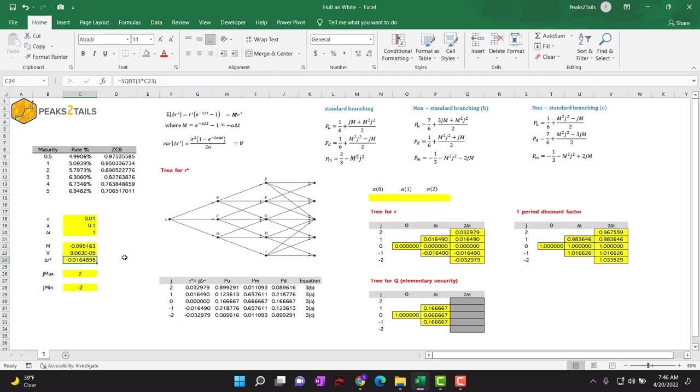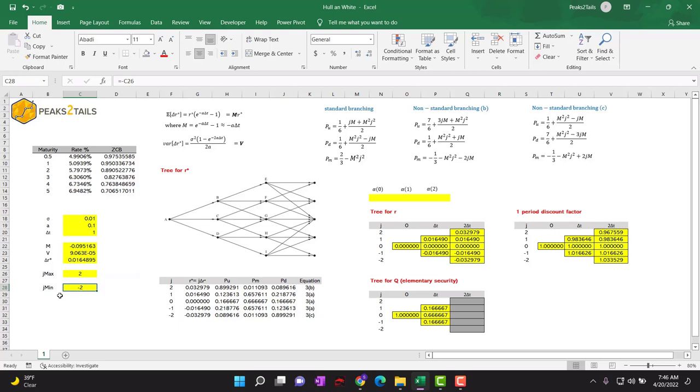Now, we have to calculate at what value of j we have to switch from standard branching to non-standard branching. So j max is given as minus 0.184 divided by m, all right? And then take the smallest integer greater than that number. So I'm using the ceiling function in Excel to get the next integer which is bigger than this number. So that comes out as 2.